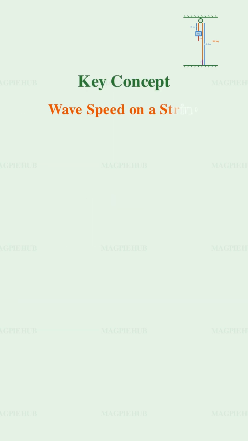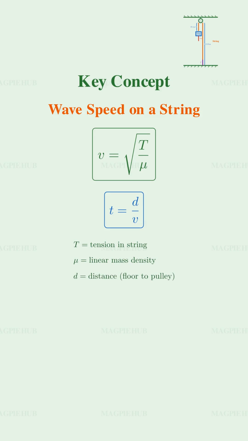The key concept here is the speed of a transverse wave on a string. The wave speed depends on the tension in the string and the linear mass density. The formula is v equals the square root of T over mu. Once we know the speed, the time is simply the distance divided by the speed.